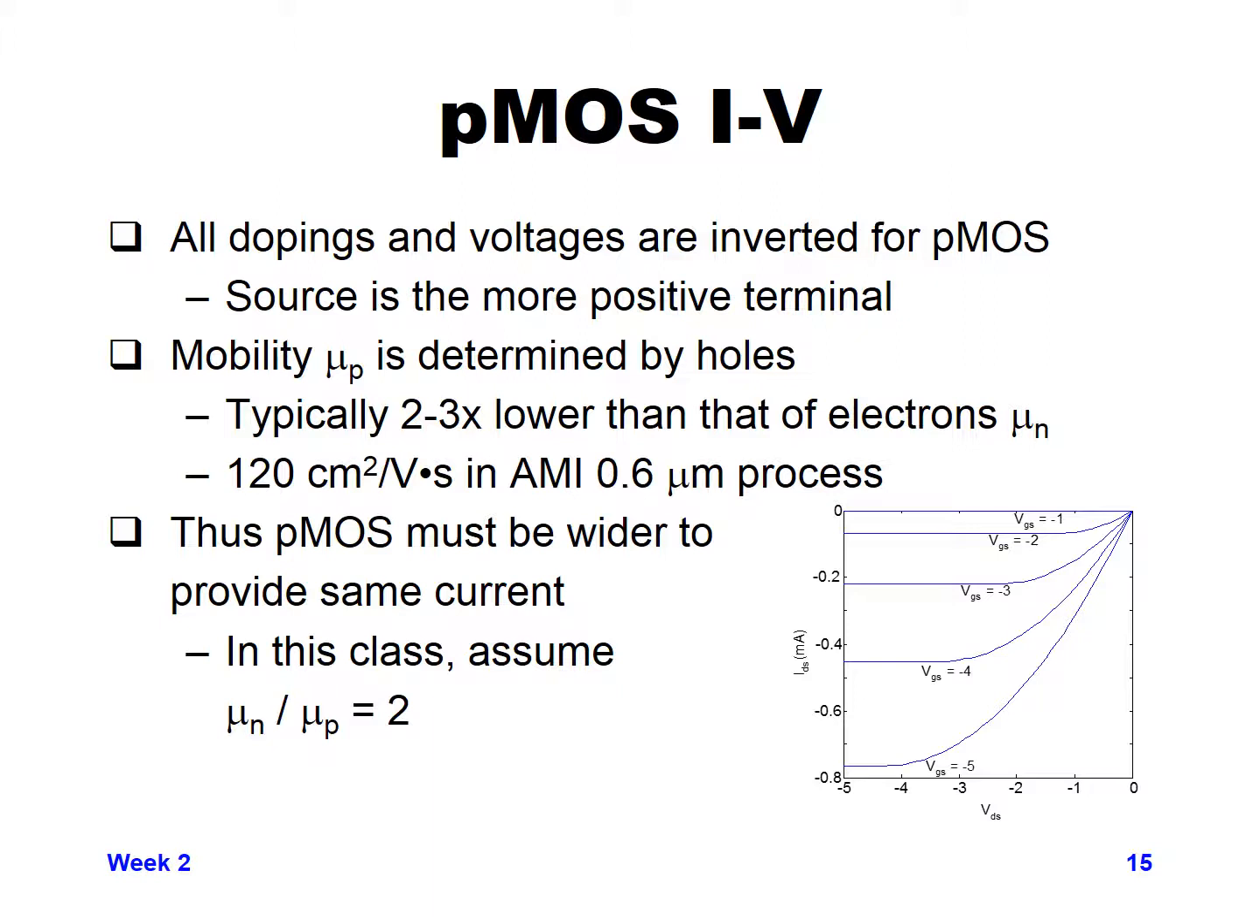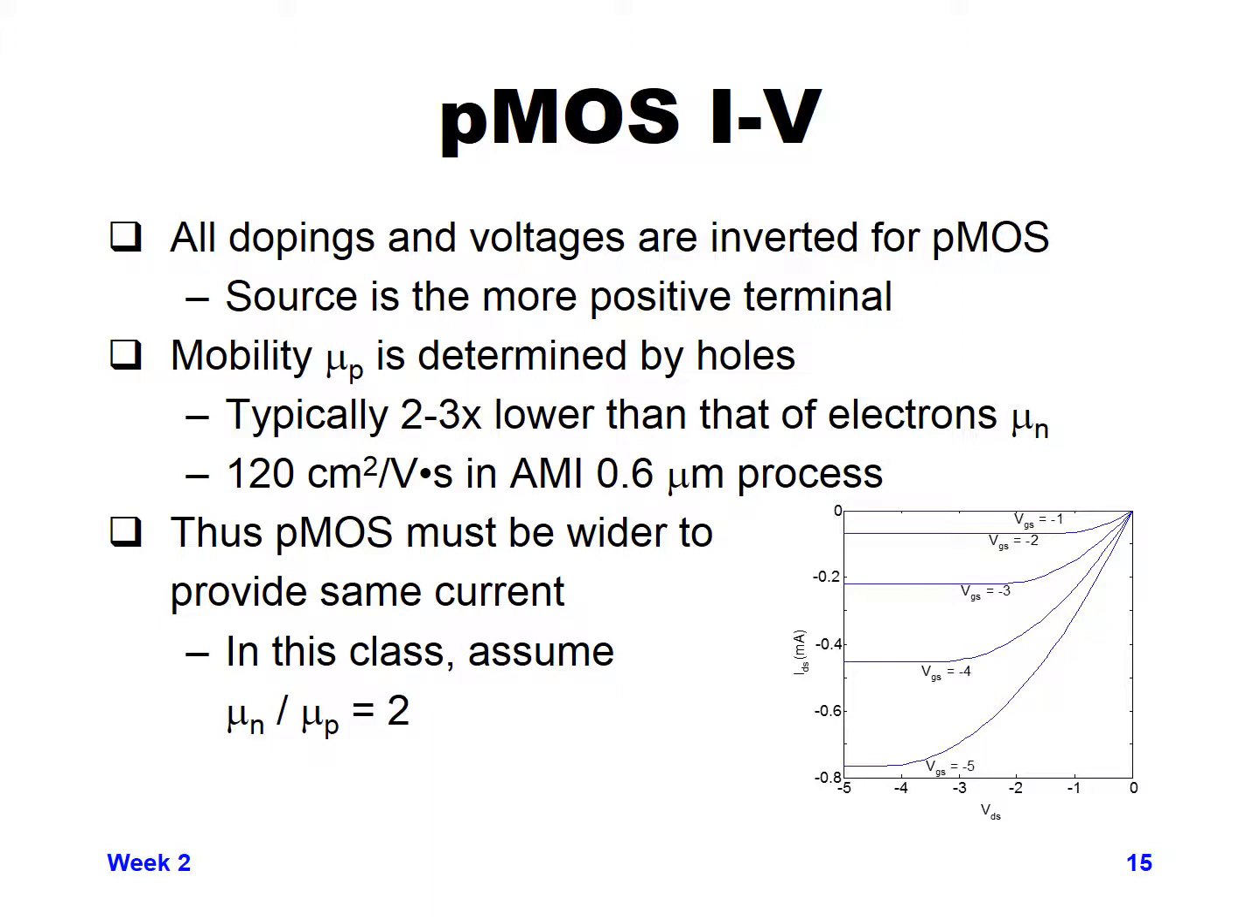In this particular process that we're talking about in this example, the mobility of the holes is 120 centimeters squared per volt second. Since the mobility is lower for PMOS, the PMOS has to be wider to provide the same current as an NMOS device. As we go through these lecture notes, we're going to assume that the mobility of N is about twice that of the mobility of P.